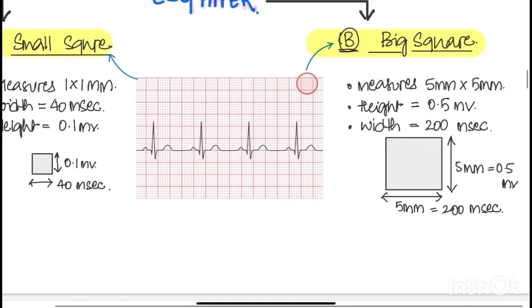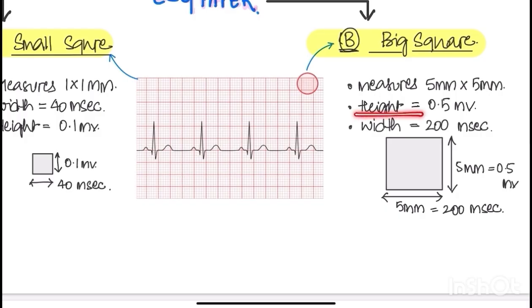Now let's come to the big square. This big square is 5 times the small square. So the values would be 5 times the small square. Over here the height would indicate 0.5 millivolt of current. The width would indicate 200 milliseconds of time.